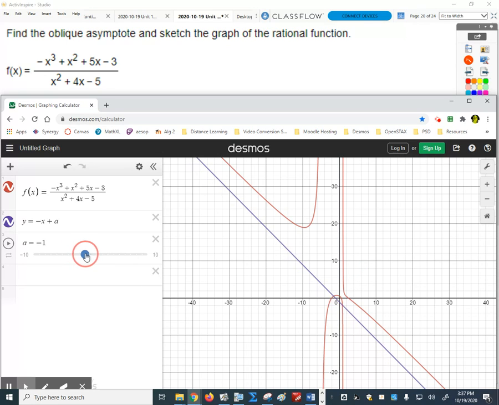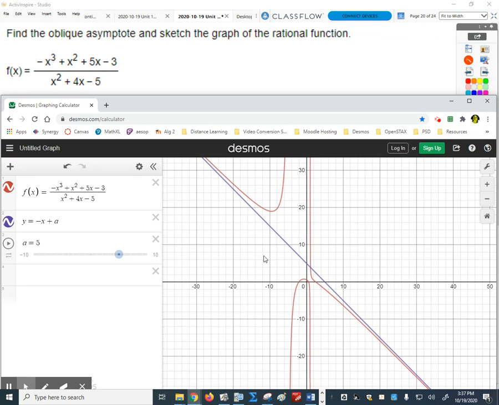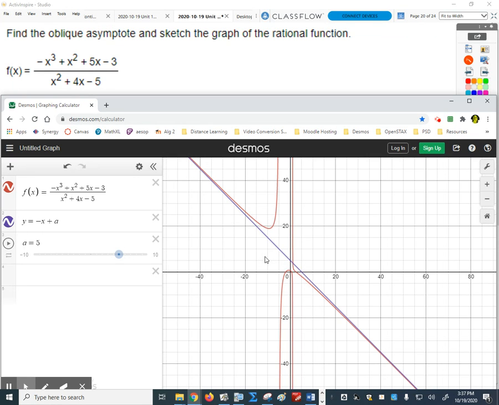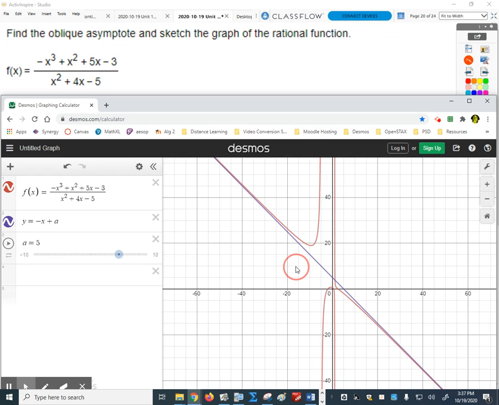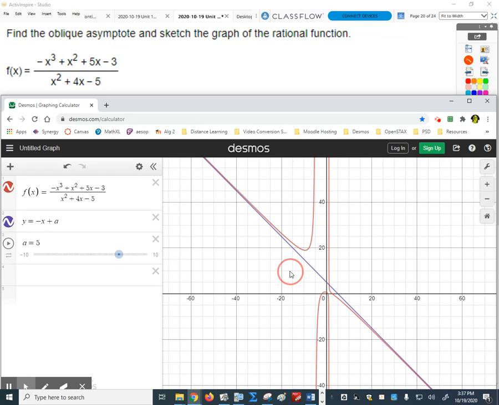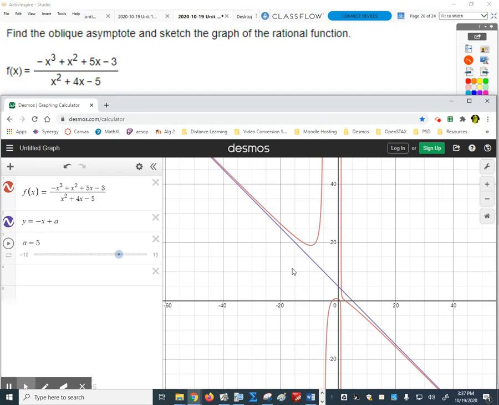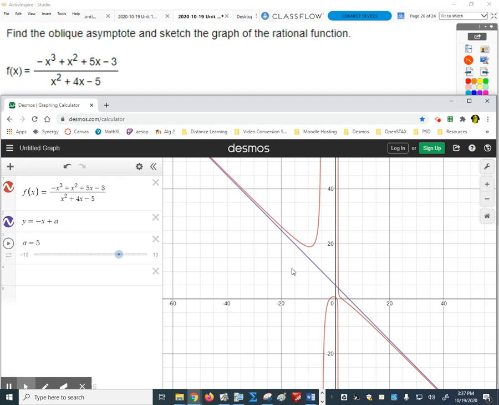Well, we could just drag this value of a until we end up getting something that's symmetrical. And that looks pretty good right there, doesn't it? If we zoom out a little bit, we can see that if I center this thing, it's approaching the asymptotes at approximately the same rate on both sides. And so we could at least check ourselves that way. If we did the long division, we can see here that 5 appears to be the answer.